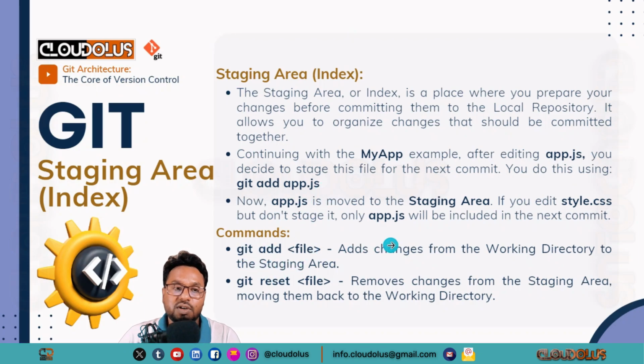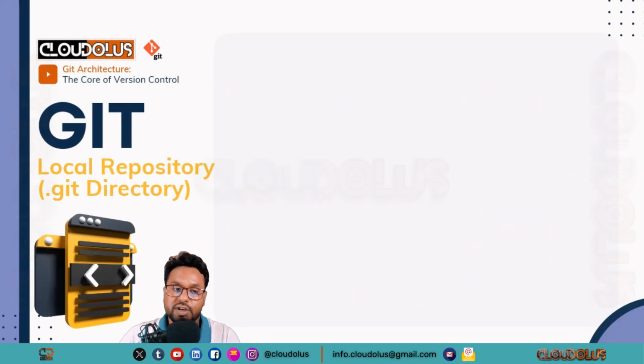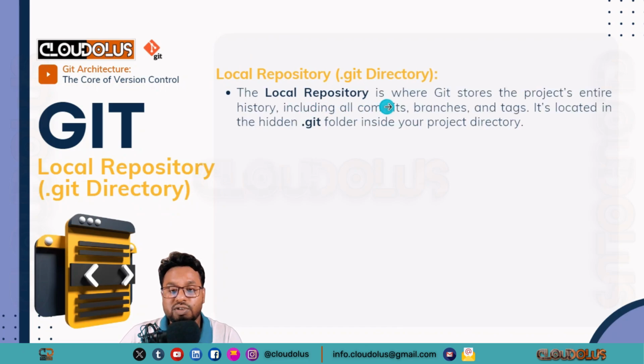Next we go to the local repository, also called the .git directory. So what is the local repository? The local repository is where Git stores the project's entire history, including all commits, branches, and tags. It's located in the hidden .git folder inside your project directory.